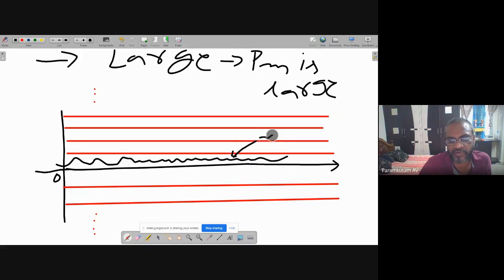This is m(t). This is 1, 2, 3, 4, -1, -2, like this. Suppose I take the samples like this.